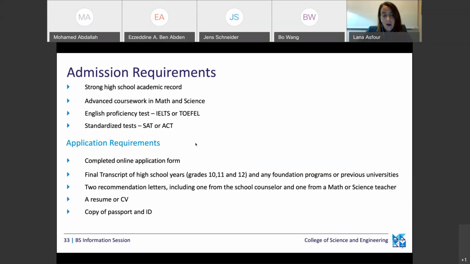A little bit about the other requirements. Our application is available on the website. The deadline is March 15th for people living in Qatar. So for residents and nationals of Qatar, the deadline is March 15th. For applicants who are living abroad, the deadline was February 1st. So if you're living abroad and you would like to apply and haven't done so already, you will need to wait another year.